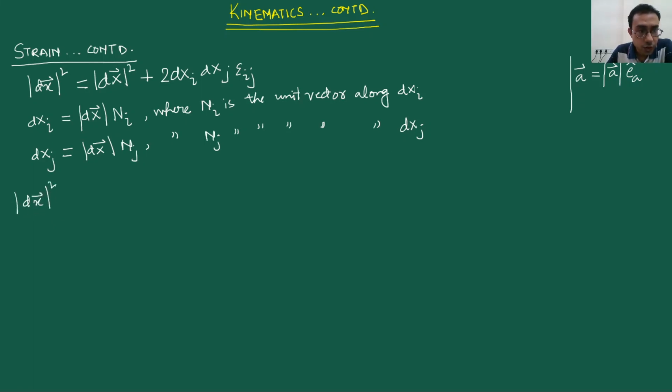So if we use these ni's and nj's, what do we have? Dx vector magnitude square is equal to the same thing as before, d capital X vector magnitude square plus, we obtain a dx vector magnitude from here and another dx vector magnitude from there. So overall we have dx vector magnitude square, and then ni, nj, epsilon ij. So exactly the same thing as before, but re-represented in terms of the unit vectors.